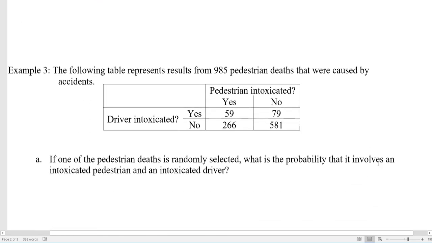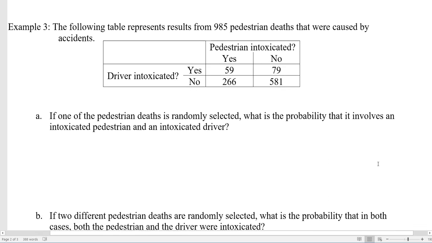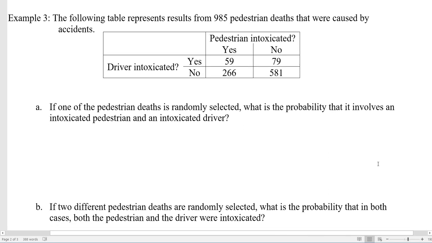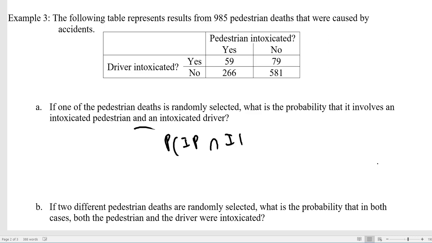Multiplication rule I already talked about, so I'm just going to keep going. The following table results from 985 pedestrian deaths caused by accidents. If one pedestrian is randomly selected, what is the probability it involves an intoxicated pedestrian and intoxicated driver? What's the probability of intoxicated pedestrian and intoxicated driver? I'll put IP. Intoxicated pedestrian and intoxicated driver.